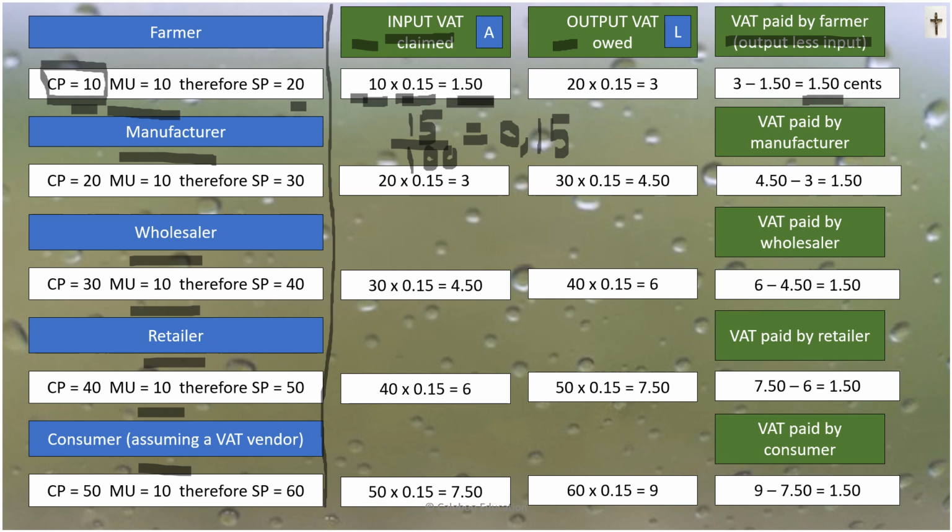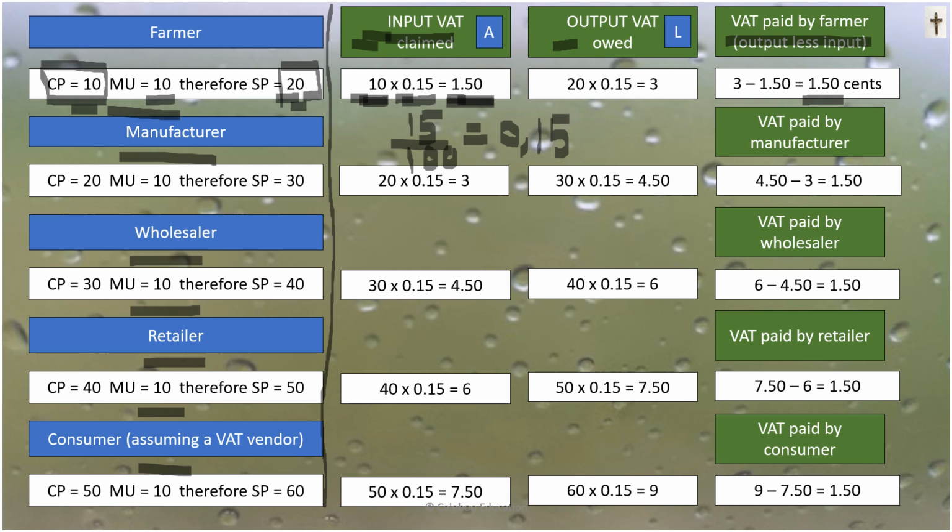R1.50. So the cost price excluding VAT of 10 times by 15% is R1.50. That gives me the input VAT that the farmer can claim. Now a markup of 10 is added, and the selling price then is 10 plus 10 is 20. Remember the 20 excludes VAT.